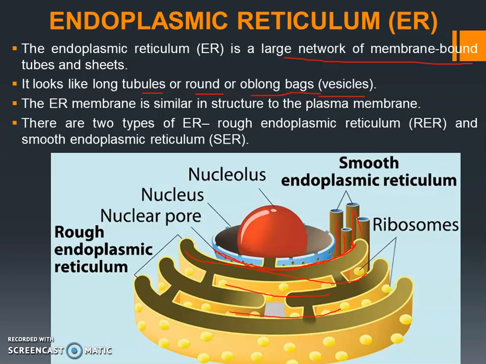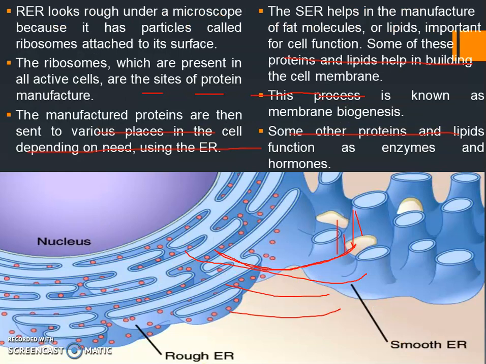Okay, and there are two types of endoplasmic reticulum. One is rough endoplasmic reticulum, or RER, and the other is smooth endoplasmic reticulum, or SER. Now let us see the difference between rough and smooth endoplasmic reticulum.